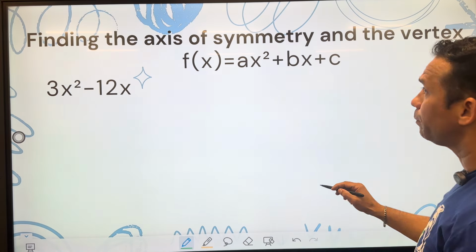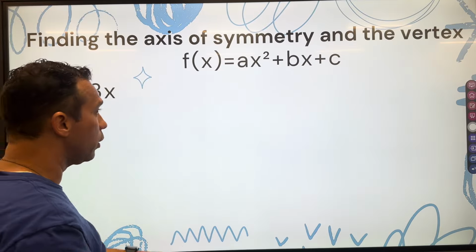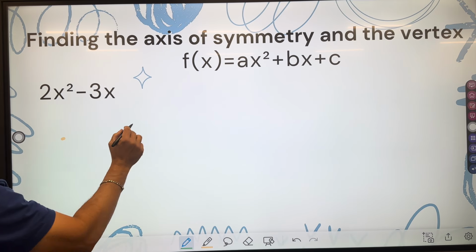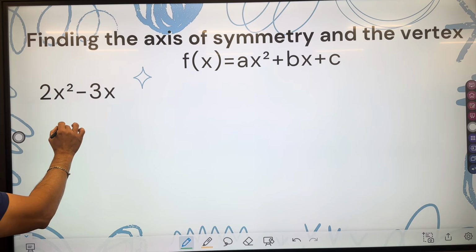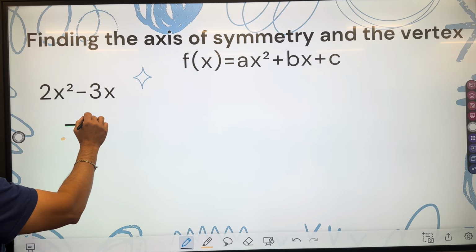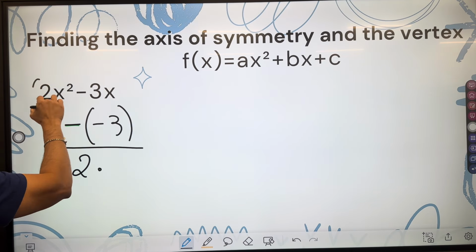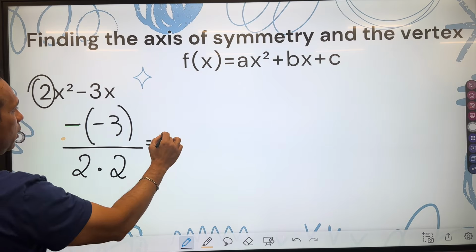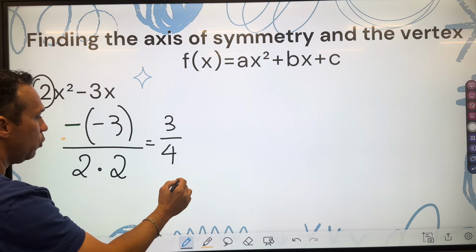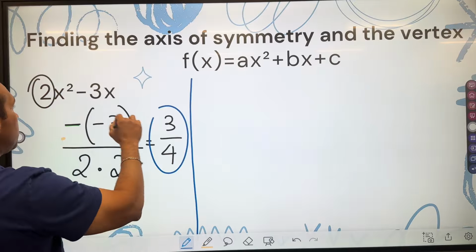So then we go for one more question using this, and then we are going to learn how to find the y-intercept. So let's do this again. Negative b over 2a. Negative b, but b is going to be negative 3. 2 times a is also 2. This gives us 3/4.